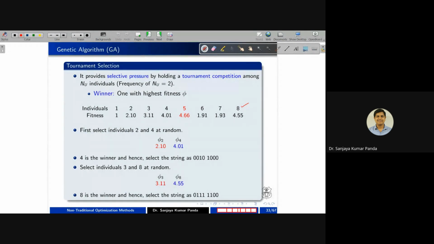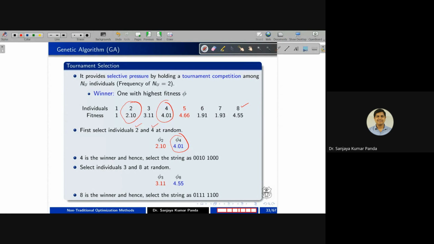So what we are doing in tournament selection, as I said, there are 2 teams, right? For example, out of these 8 teams, I have randomly selected 2 teams. Let's say team number 2 and team number 4. I have looked at what is the fitness of 2 and what is the fitness of 4. Let's say our objective is to maximize. So which one is better? Obviously, team 4 is better. So team 4 count is 1.